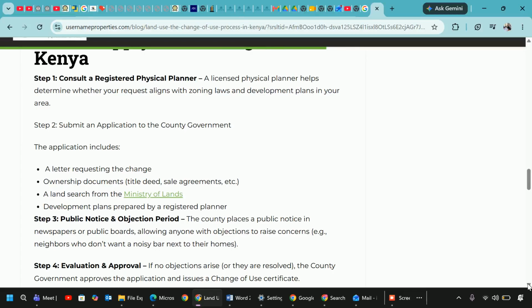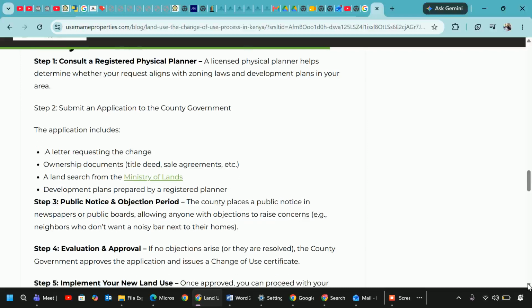2. Submit an application to the county government. The application includes a letter requesting the change, ownership documents, title deed, sale agreements, a land search from the Ministry of Lands, and development plans prepared by a registered planner. That's why you had to start with step number 1, a registered physical planner.